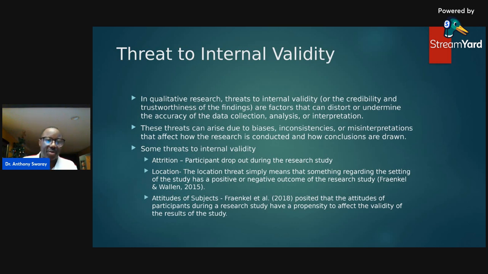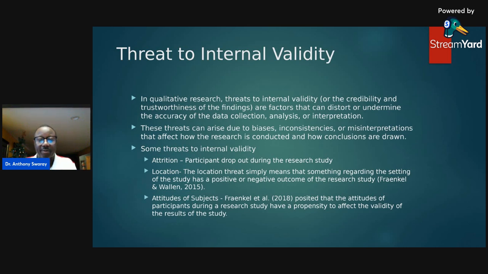When a participant drops out of the study, with your consent, they can just drop anytime and say, look, I don't want to be part of this study. Yeah. So location: the location you are using for your research, is it a good location? I mean, is it conducive for the participant? Is it a place that is free of distraction and is not going to negatively impact the research?